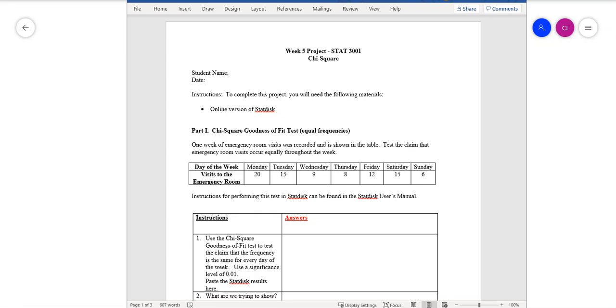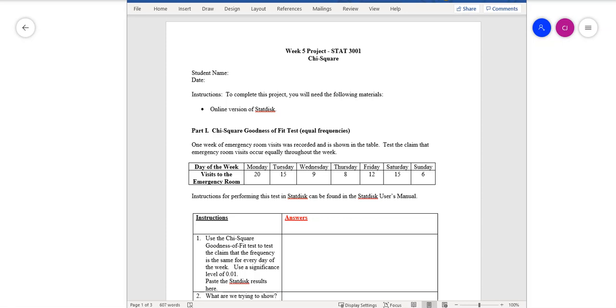I want to do a short video on week 5 project. And remember, we're doing these projects to really learn how to use StatDisk, the online version, and also pick up some information on the concepts. And this week, we're talking about this probability distribution called chi-square, and it's a very important continuous distribution, and it's used a lot for approximating discrete situations and continuous alike.